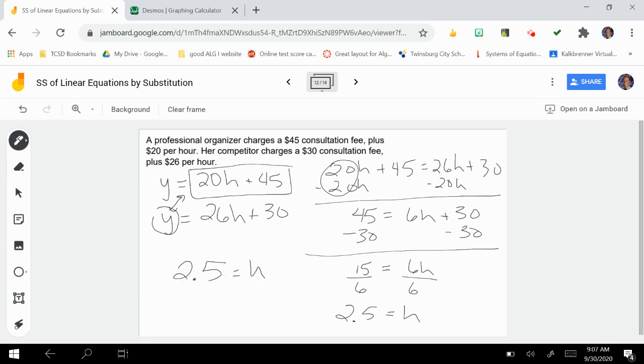So what does that mean? After 2.5 hours, it's going to be cheaper to go with the $20 per hour. And if it's under 2.5 hours, it's going to be cheaper to use the competitor. So it sounds like the competitor will be cheaper for less than 2.5 hours. And then the professional organizer who charges more up front but less per hour will be better for 2.5 hours or more.